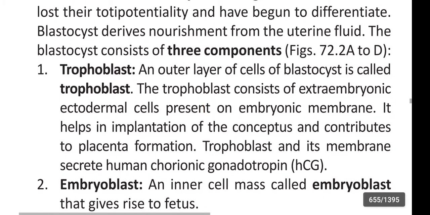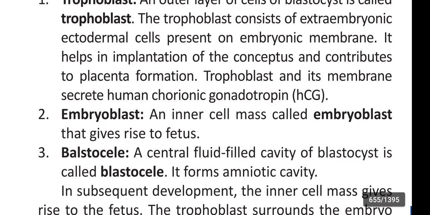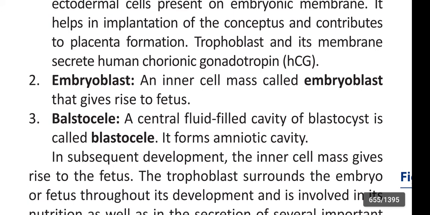First, trophoblast. An outer layer of cells of the blastocyst is called trophoblast. The trophoblast consists of extra-embryonic ectodermal cells present on the embryonic membrane. It helps in implantation of the conceptus and contributes to placenta formation. Trophoblast and its membrane secrete human chorionic gonadotrophin. Next, embryoblast. An inner cell mass called embryoblast which gives rise to the fetus. Next, blastocele. A central fluid filled cavity of the blastocyst is called blastocele.